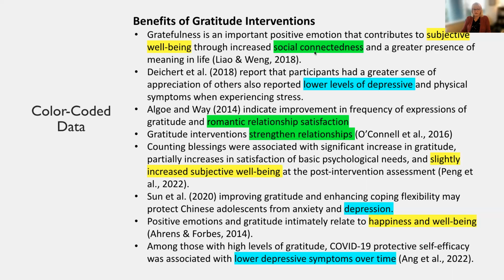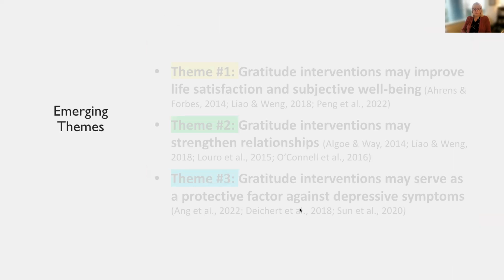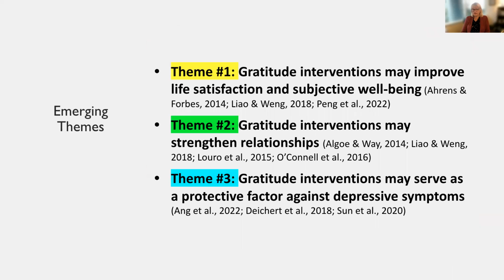So you can see these 3 studies all relate to relationship satisfaction, social connectedness. So I would put these 3 together into a section in the paper. The yellow indicates it improved subjective well-being, and the blue highlight shows a decrease in depressive symptoms. So then this is what would emerge as my synthesis of these 10 or so studies.